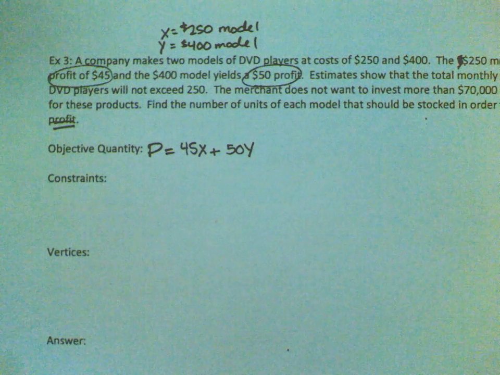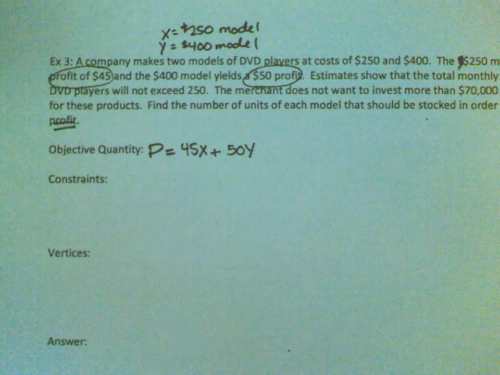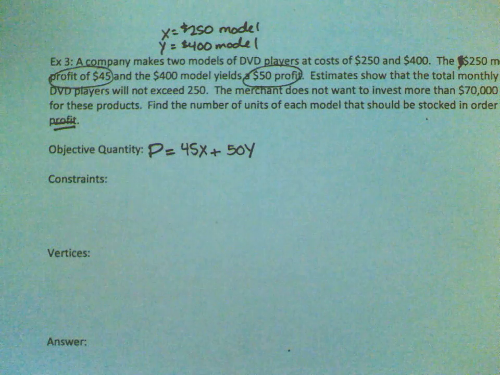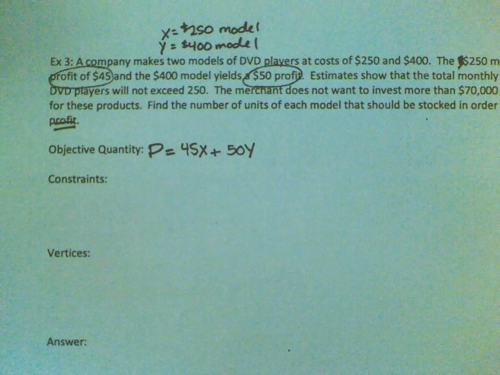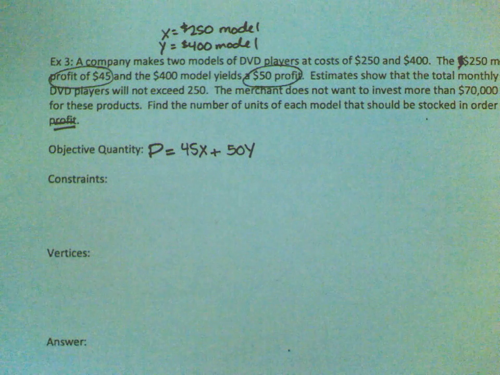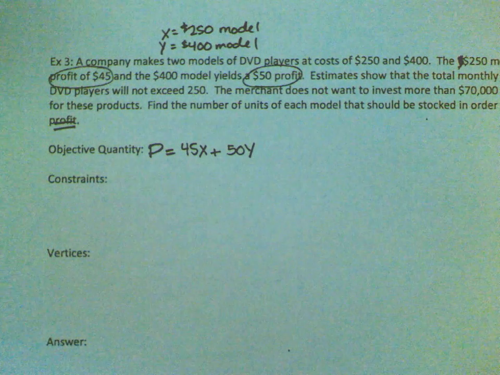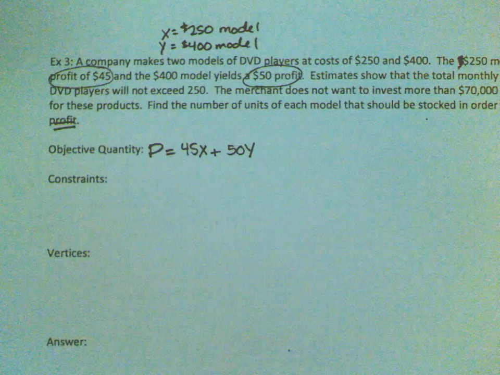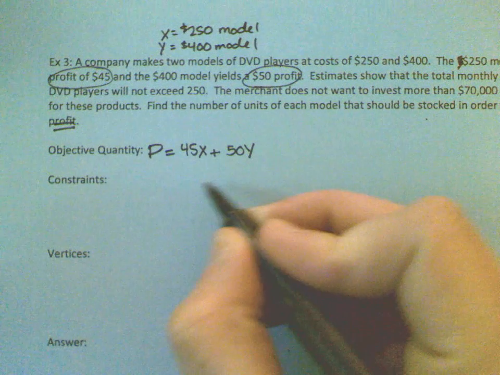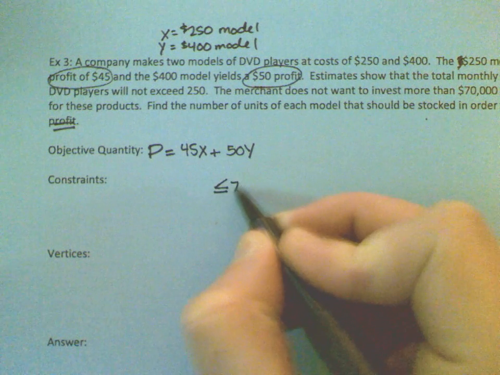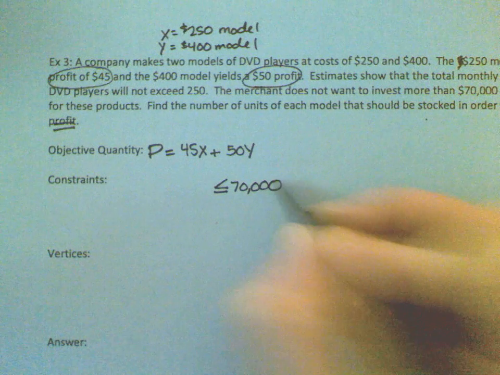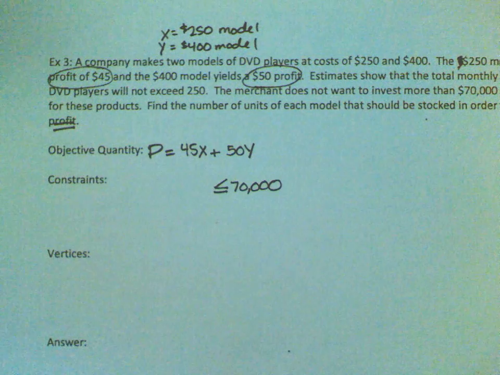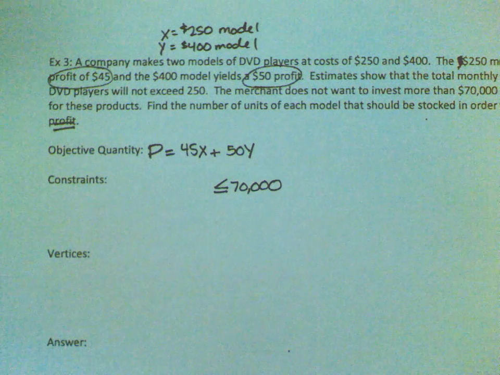Not bad, right? Okay, now I want you to scan through that problem. What are some limitations they're putting on you? What are they saying you can or cannot do? They don't want to invest more than $70,000. Okay, no more than $70,000. Is that going to be a greater than or a less than? Less than. Okay, we want something to be less than or equal to that $70,000 investment. And then how much would we be paying for the models?